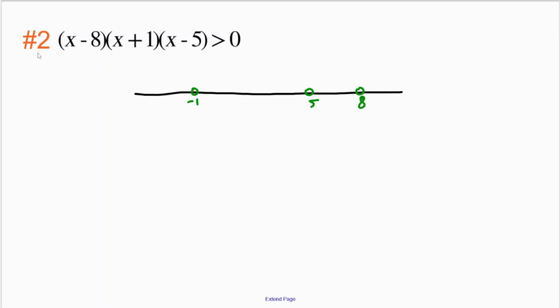And again, if you're confused, I'm literally just setting these equal to 0, right? So I'm doing x minus 8 equals 0, x equals 8. That's all I'm doing. x plus 1 equals 0, x equals -1. x minus 5 equals 0, x equals 5. That's all I'm doing here. So that's how I put this here, I put this here, and I put this here.